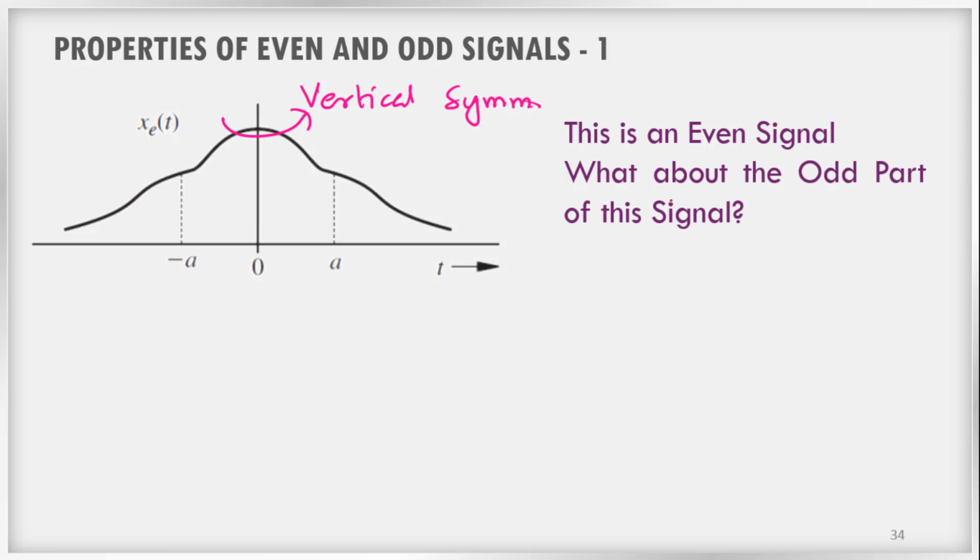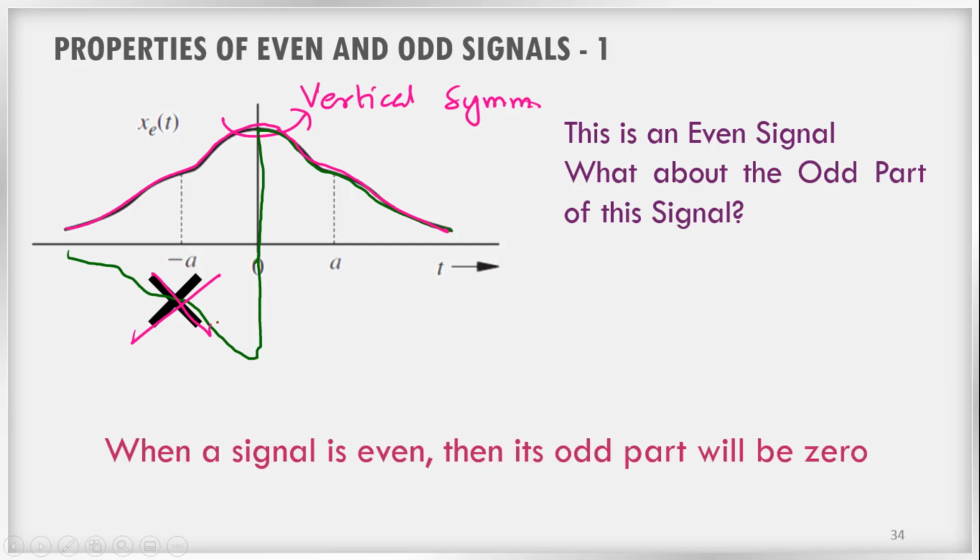What about the odd part of the signal? If this signal is an odd signal, then it must be like this. It has a positive part like this, and in the negative axis it must have some part like this. Then only we can say that this is an odd signal. So this green color signal is an example of an odd signal, but this property says that this is already an even signal. Because of that reason, that signal does not have an odd part. So an even signal does not have an odd part. That is the first property: when a signal is even, then its odd part will be 0.